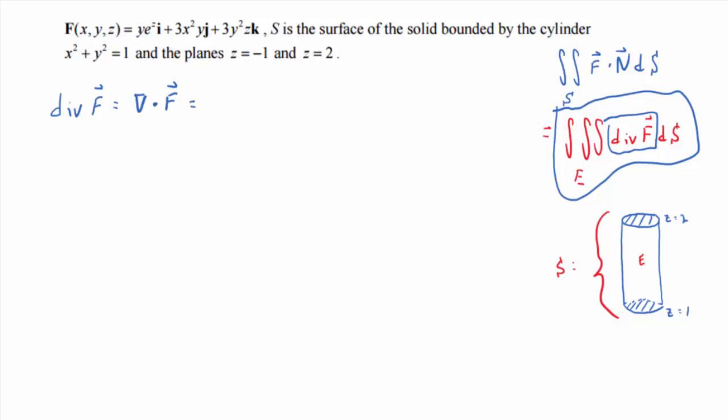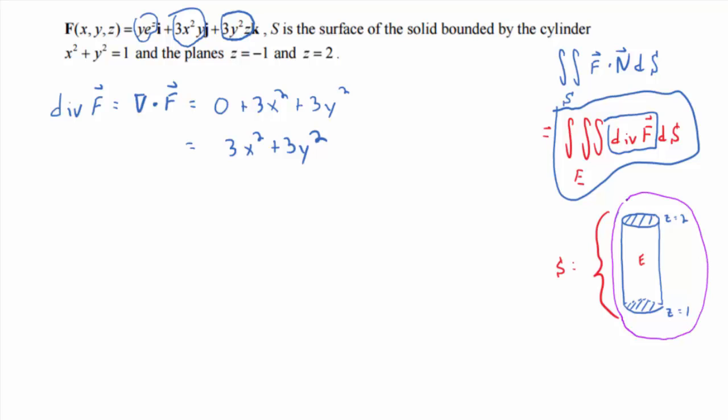All right, you guys tell me, the derivative of this guy with respect to x is 0. The derivative of this guy with respect to y is 3x squared, right? The derivative of this guy with respect to z is 3y squared. Everybody agree with that? Okay, so cool. We've got our integrand.